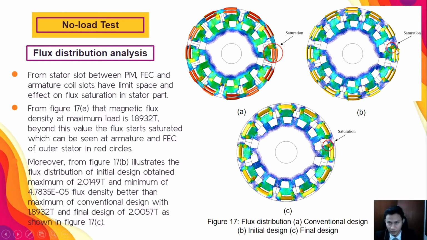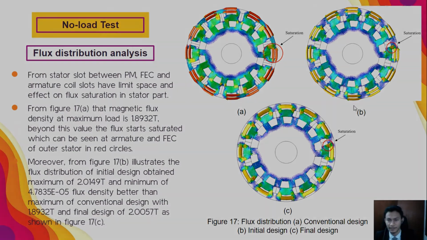We can see here between the armature and the FEC also. So from what I can calculate, the initial design is the better for the magnetic density, because the value is 2.0149, which will start to saturate compared to the conventional and the final design.